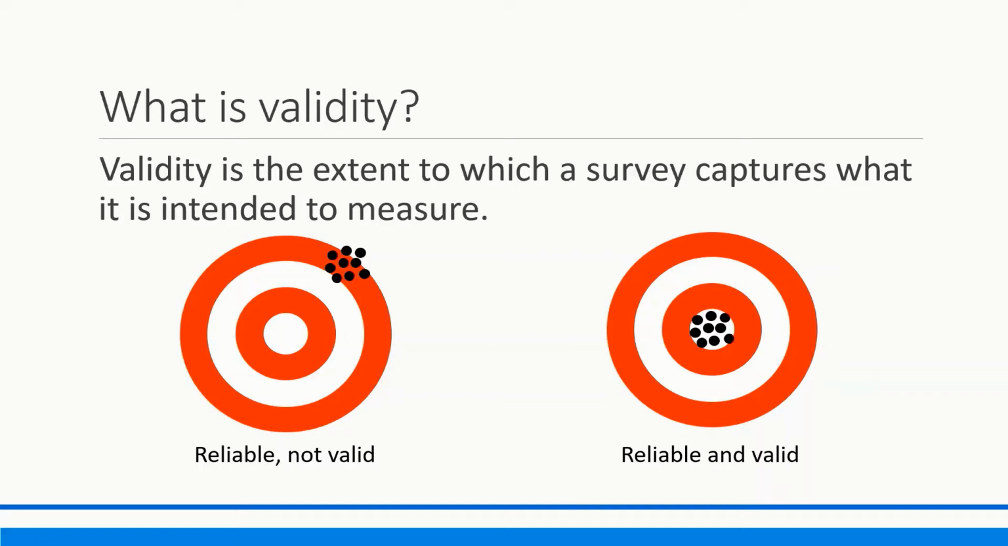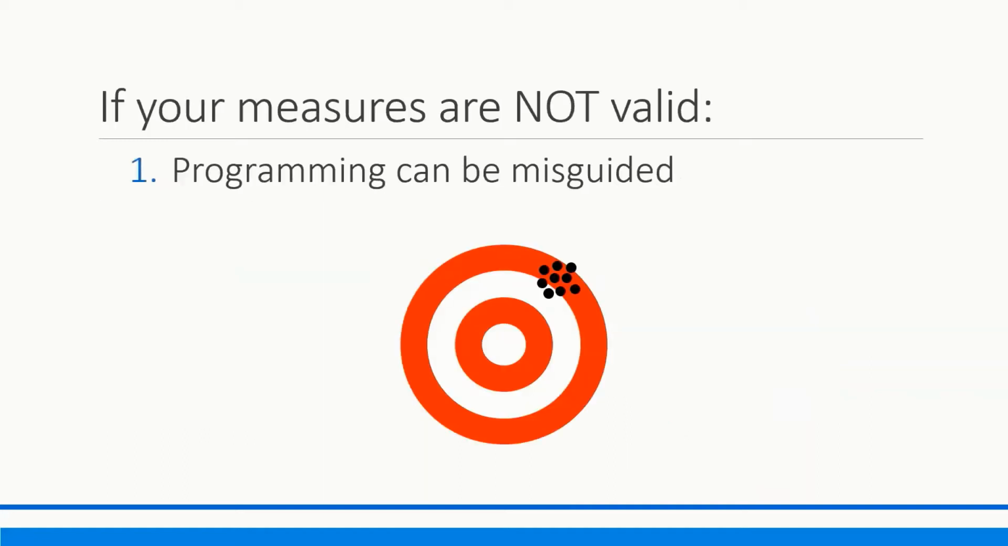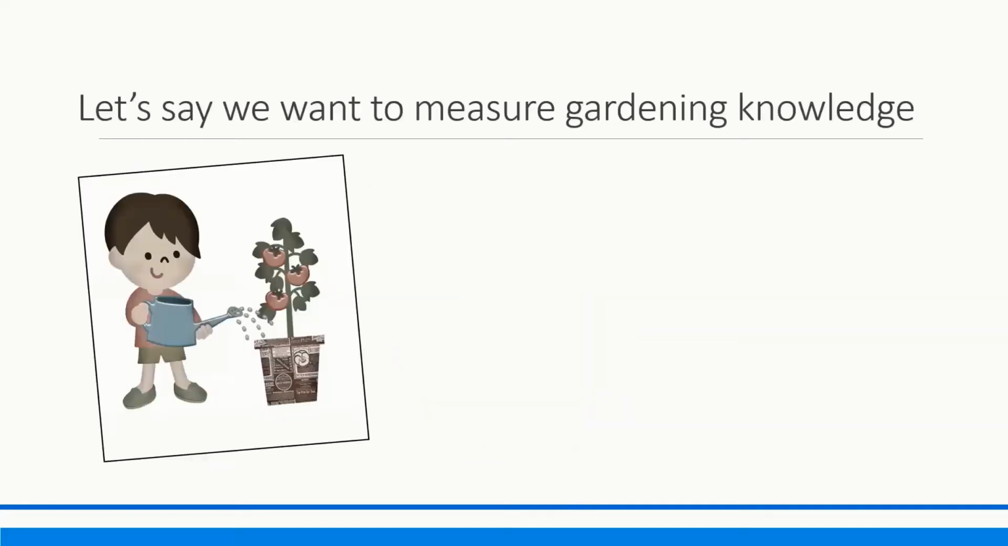So let's talk about why this is important. Why do we need to know the validity of measures? If measures are not valid, programming can be misguided. I'll walk us through an example.